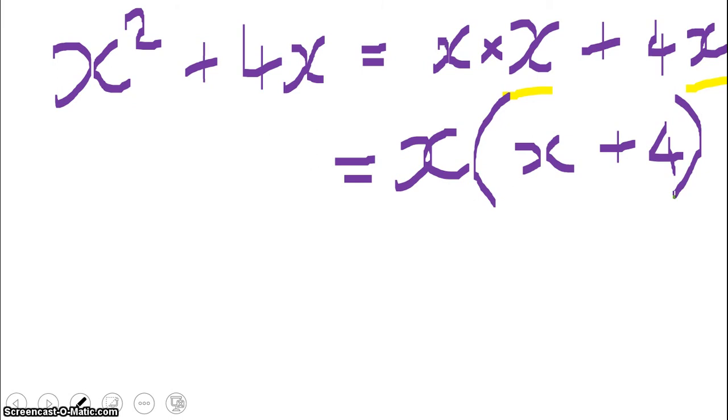A little bit later we're going to do some harder ones, but that should be enough to get you started. Okay? We'll have a further go at this a bit later.